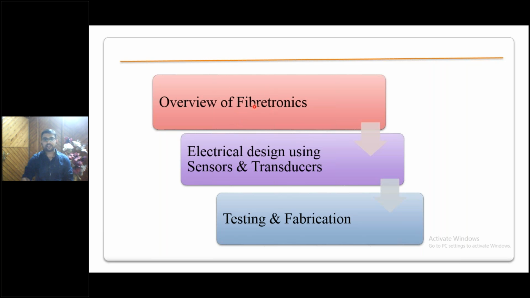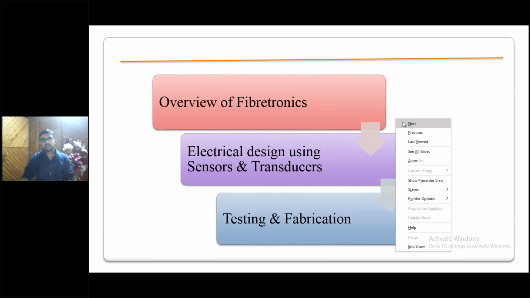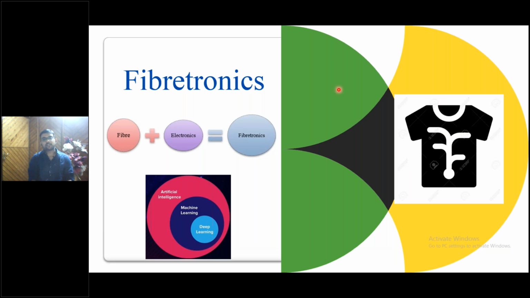So in general, what is Fibretronics? The science by which we combine a fiber and electronic components in a fabric is known as Fibretronics. So Fibretronics is essentially fiber plus electronics. It's a generic term, but we'll see by the end of this session how Fibretronics is related to AI, ML, and DL.